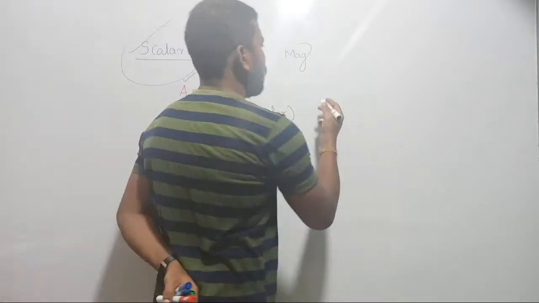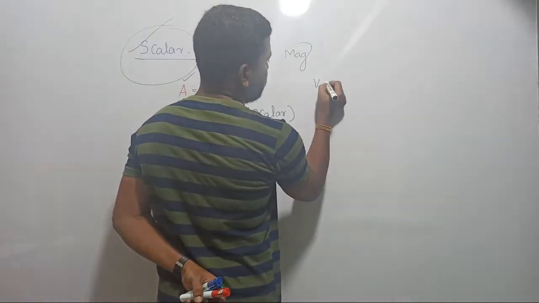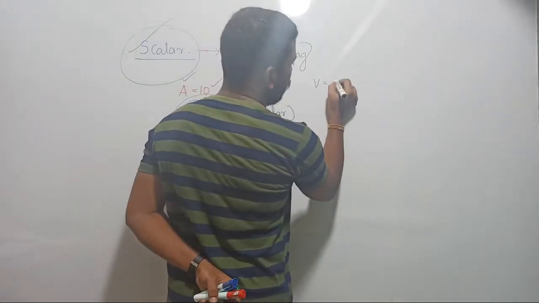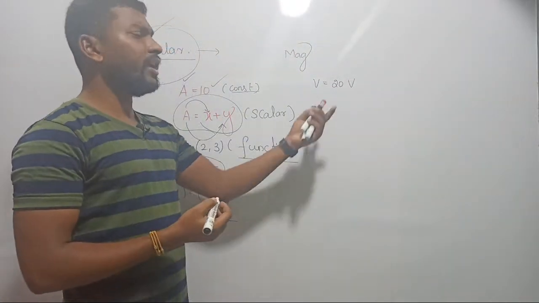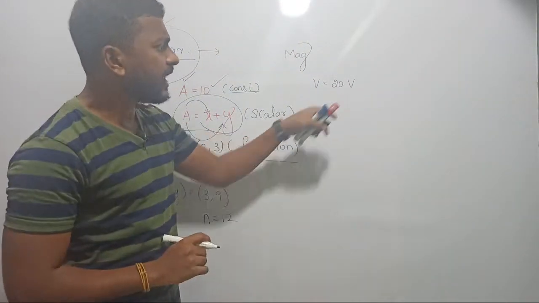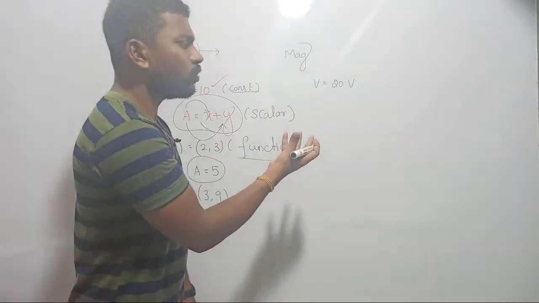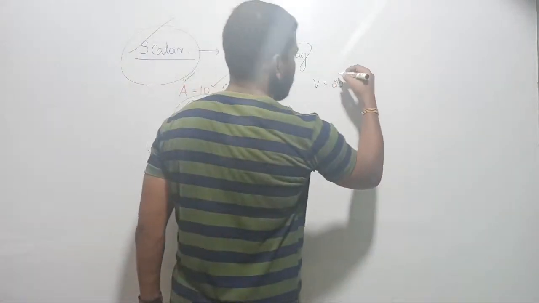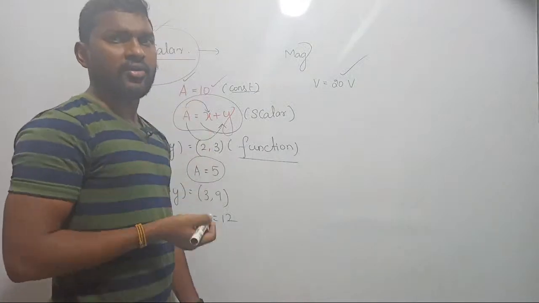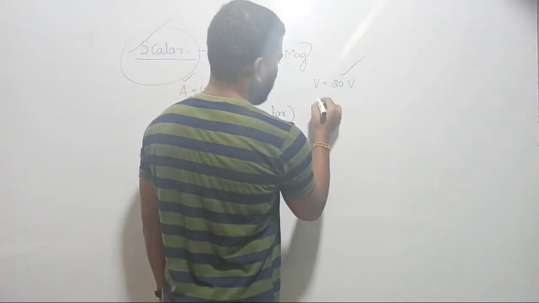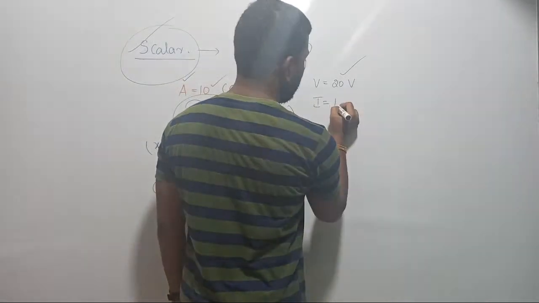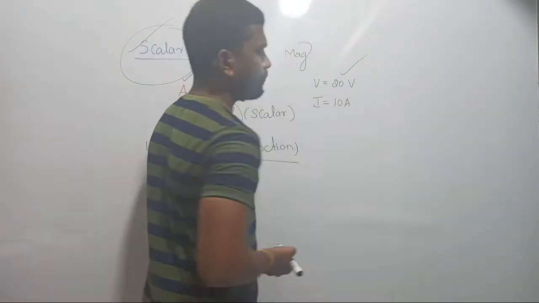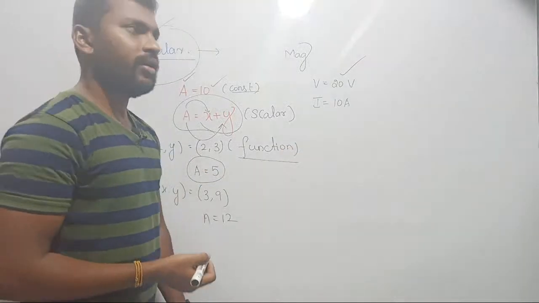Now let me ask you some questions. Let us consider voltage V is equal to 20 volts. Is it scalar or not? Of course it has some value, 20 volts, that's all, right? Yes, it is a scalar quantity. Do you agree with me? Yes. Let me define current. Slowly observe. Current I is equal to, let me consider, 10 ampere. Is it a scalar quantity? Yes.